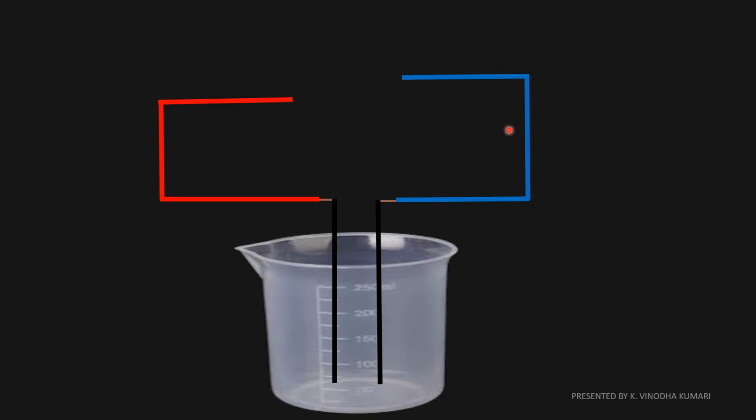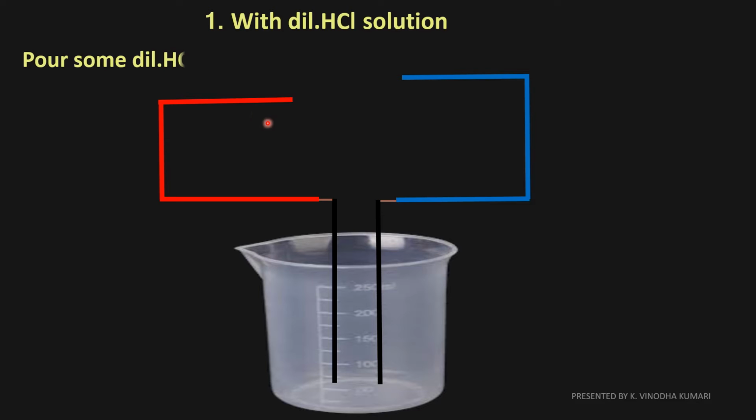See, we have prepared four solutions. Now we'll do the activity by taking each one, and we have to observe the activity carefully so that we can write our observations. Okay. Now first we'll do the activity with dilute HCl. We'll pour dilute HCl into the beaker. We'll take some dilute HCl into the beaker.